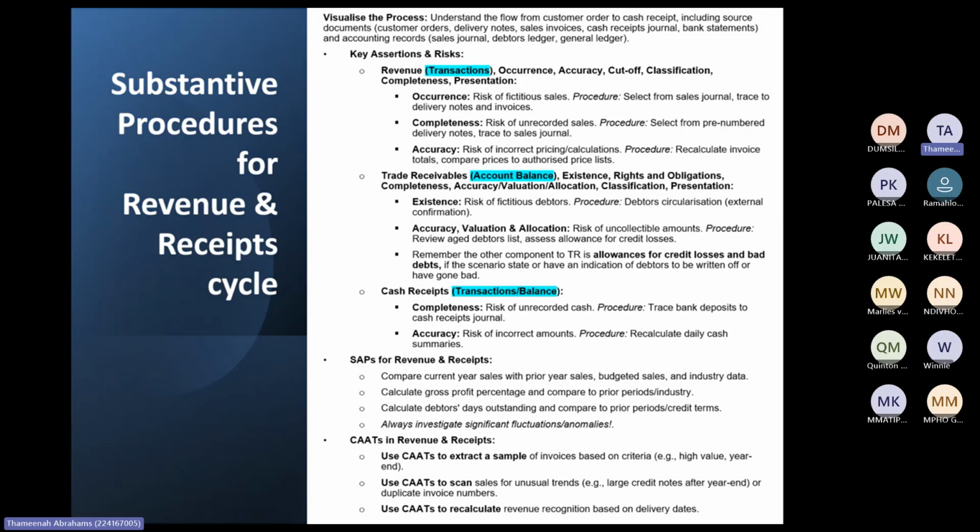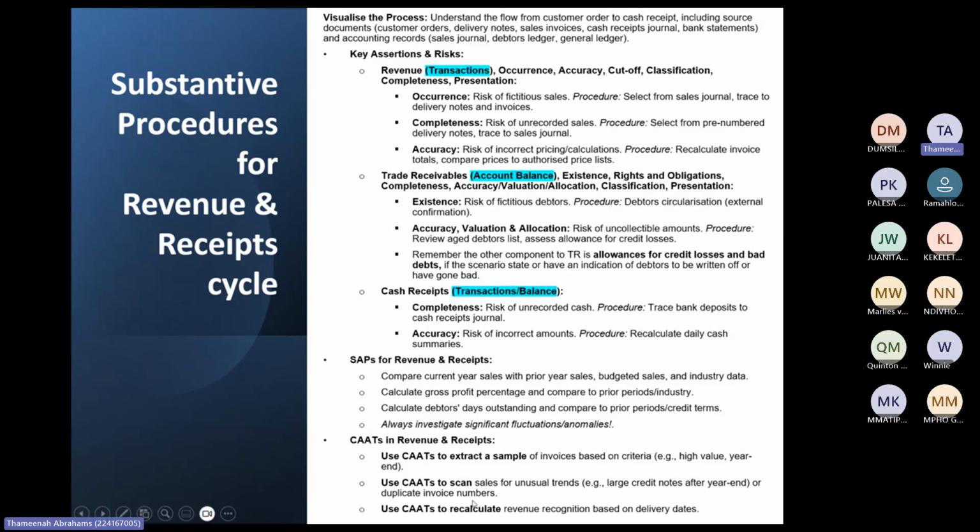Because if he selects a sample of year-end invoices, then he will request the client for the delivery note, because then the delivery note will show you whether that sales invoice was delivered at year end. Because remember, a sales invoice can be dated, for example, the 31st of December. But if they delivered it only on the 1st of January the following financial year, then they shouldn't have recognized that sales in December, but in the new year. So that's when you want to test for cutoff.